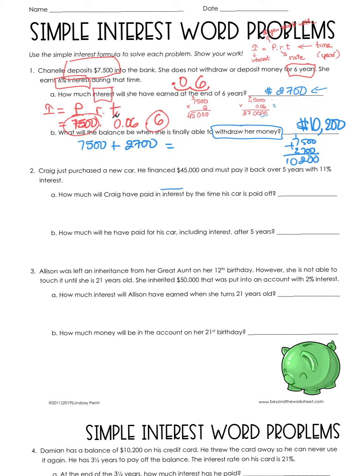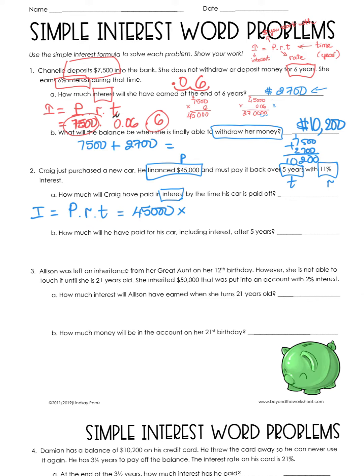So we're looking for the amount of interest. Okay? And we know he financed $45,000. This is your principal, right? He starts with it, 5 years is the time, and this is the rate. To find the interest, we're going to use the formula P times R times T. P is 45,000.